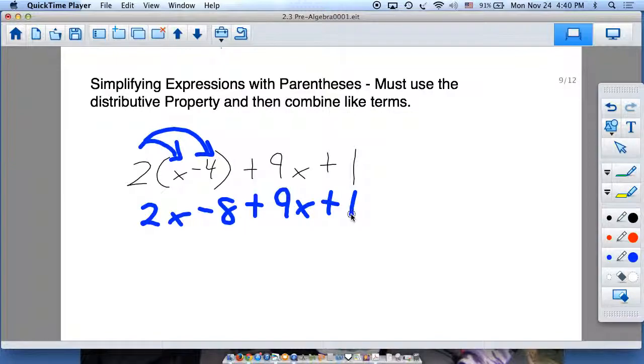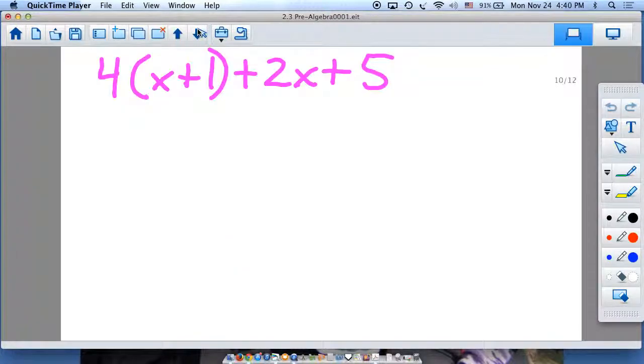Now when I step back and look, I know I can combine my like terms just like we were just doing. 2x plus 9x is 11x. And negative 8 plus 1 would be a negative 7. You stop the video and you try this one. Come back and see if you have the right answer.